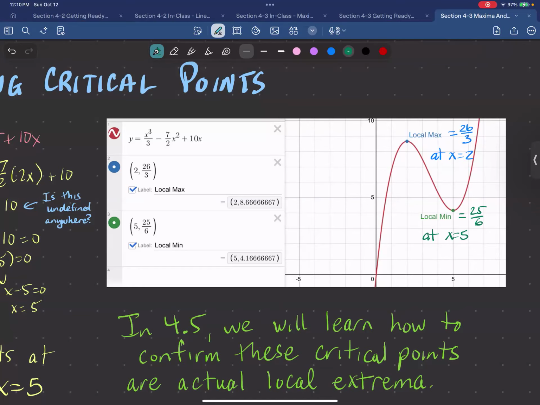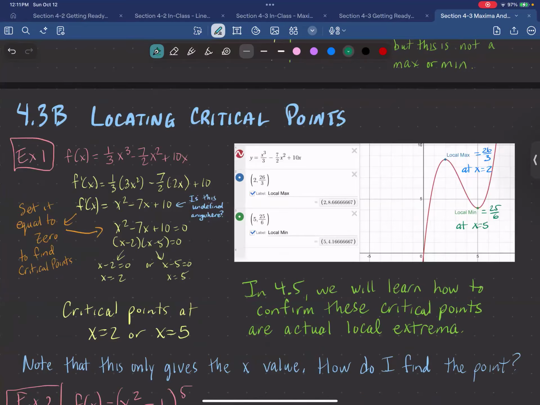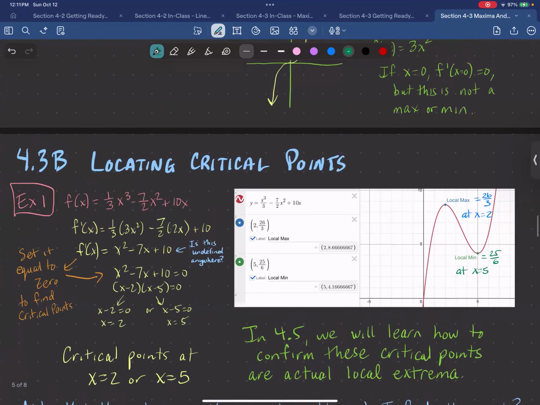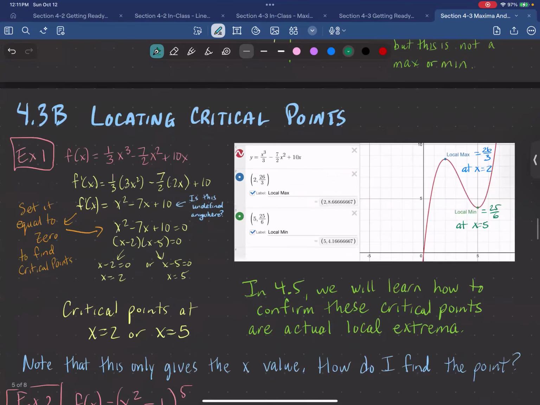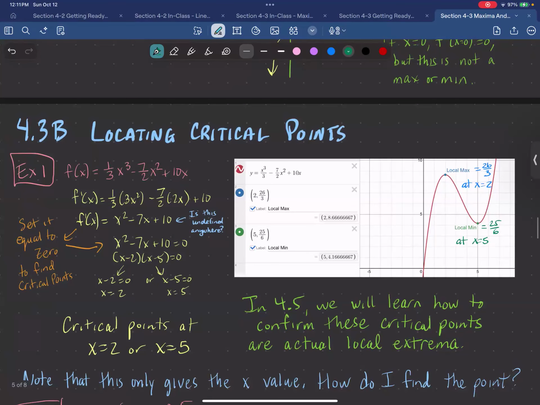In 4.5, we'll learn how to confirm that these critical points are actually the local extrema, the local max and local min. We're not there yet. We just found the critical points, okay? But we needed the 26 over 3 and 25 over 6. How did I find those values? Think about it for a little bit. I'll answer it a little bit later on. Maybe even pause the video and figure out, how did I get that value and that value?